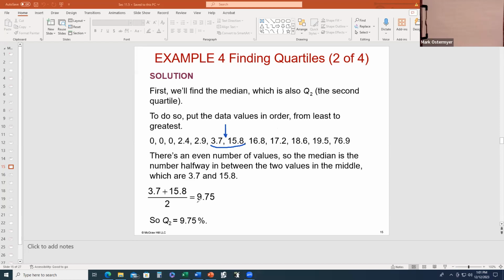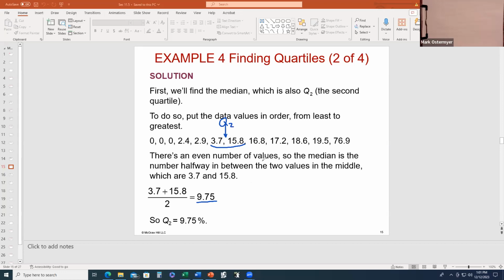Your median turns out to be 9.75. That's your 50th percentile. So that's Q2 right there. All right. So the second quartile is 9.75% of the global nuclear power generated. Okay. That's the second quartile.